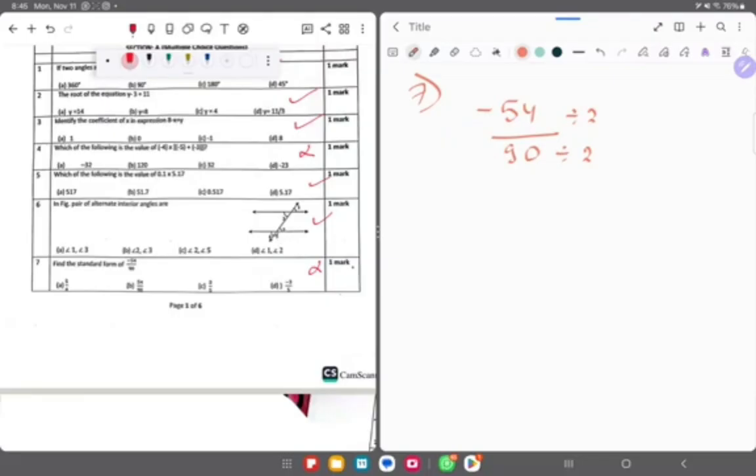54 divided by 2, it's going to be 27, and minus 27, because minus 54 divided by 2. And 90 divided by 2, I'm going to have a 45. Okay, so I've got a 45 here, minus 27 over 45.